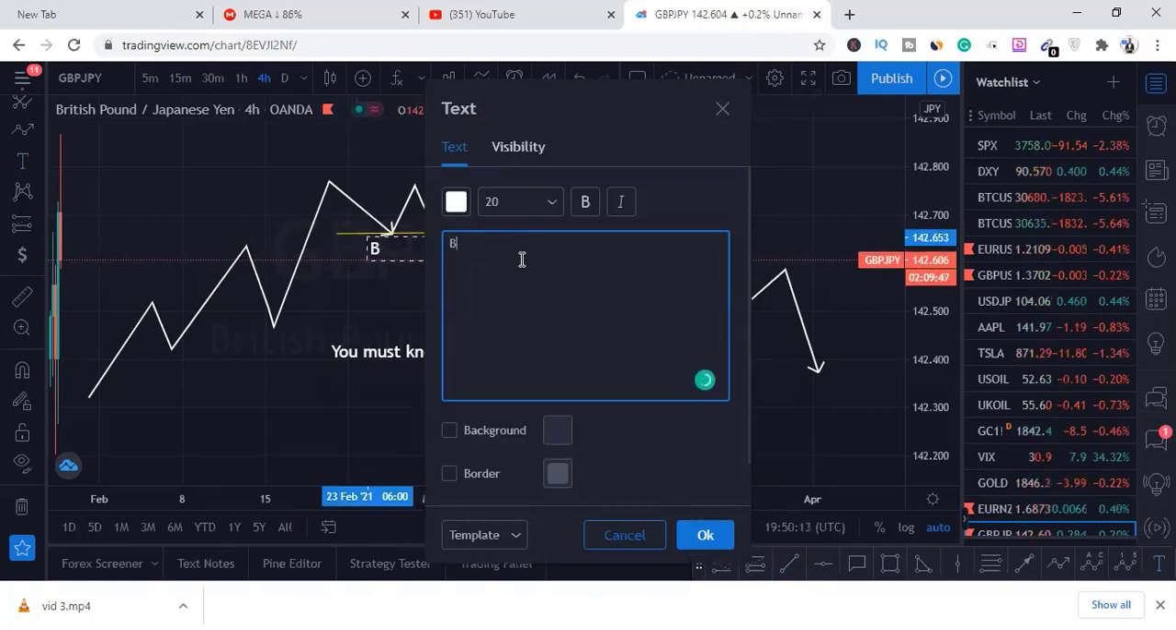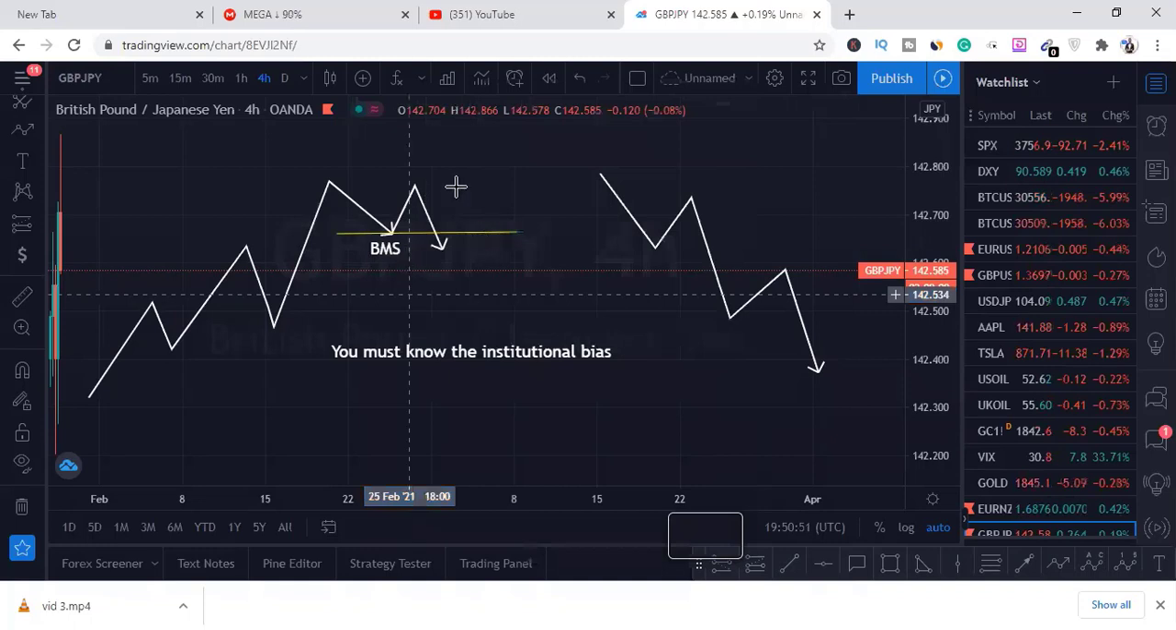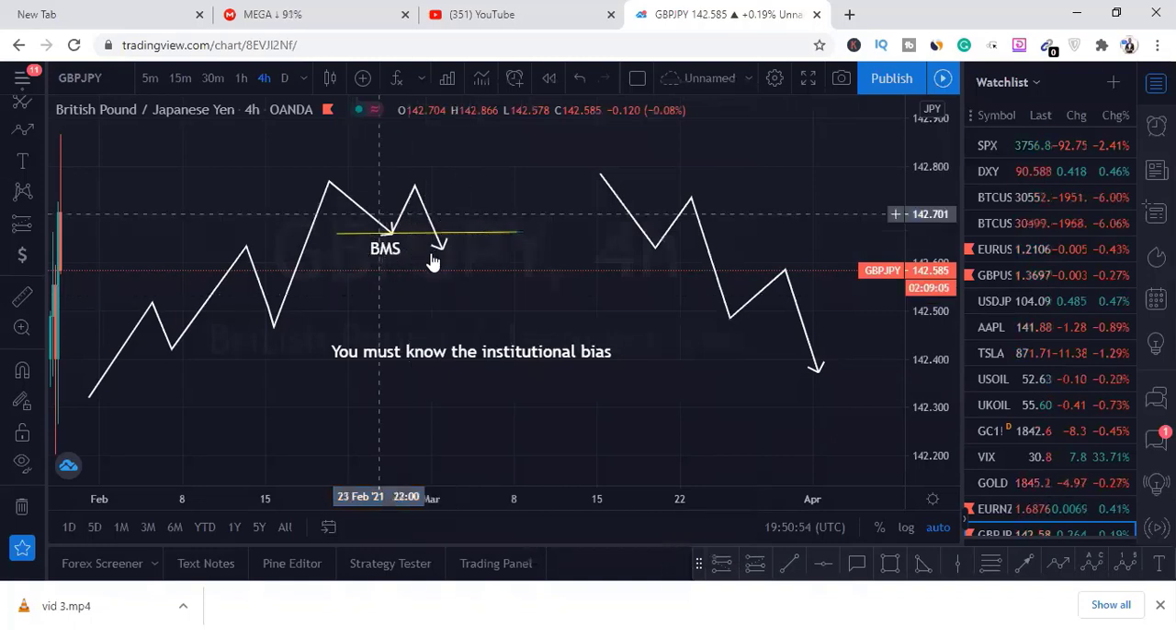Based on what I sent you the other time, what is a break in market structure? When we say break in market structure, the abbreviation for it, can somebody tell me? BMS. Okay, correct. That's BMS. So we can say this is a BMS. This is a break in market structure.